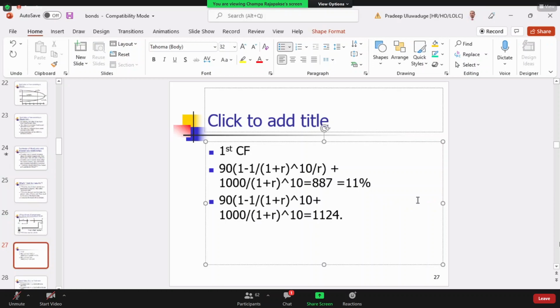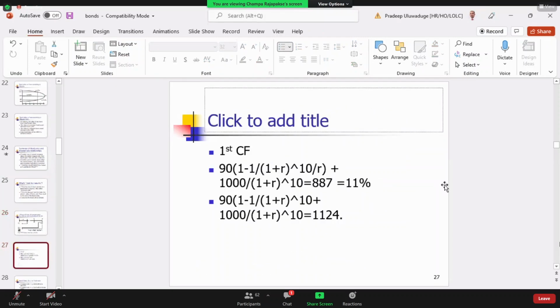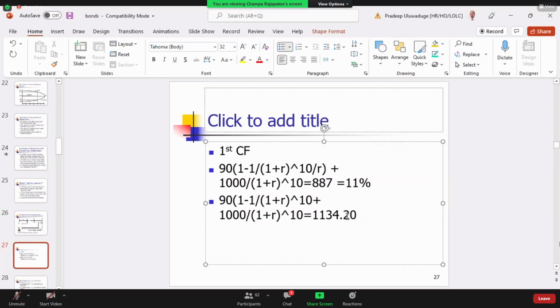1124, and I'm sorry, I think I made a mistake. It's 1134 and 20 cents, right? So what rate would give you a market value of 1134 and 20 cents? I'm asking you a question.